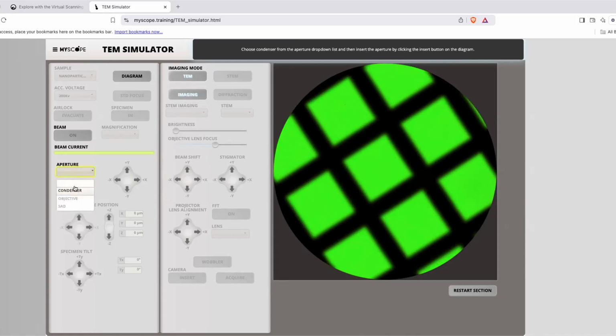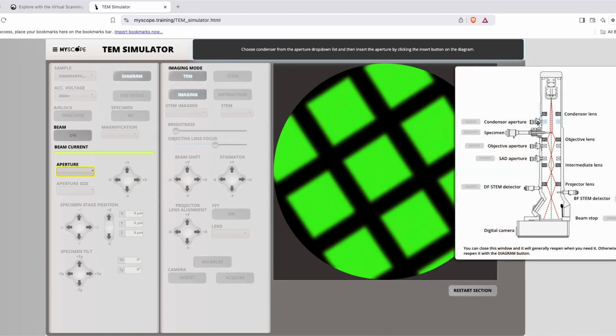Then you go and select some. At this stage, please also look at this. The beam is now on and the beam is going through.